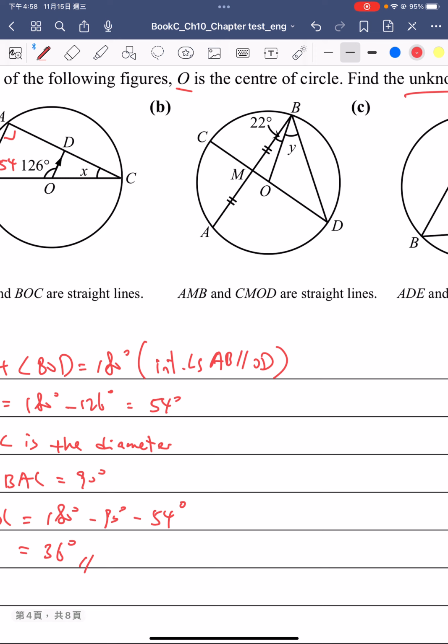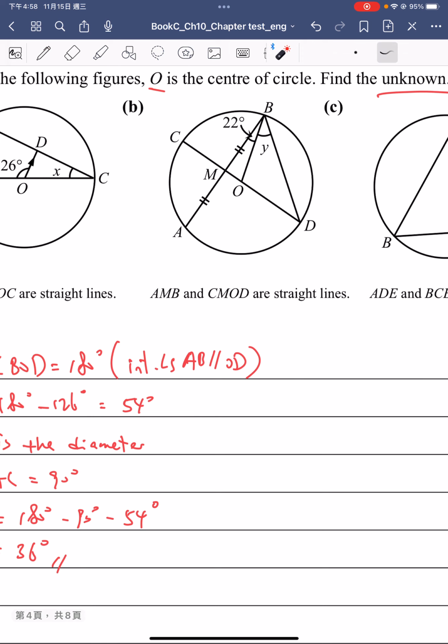And then for part B, we want to find out what is y. We have these two lines are the same. And the thing that we have is this is 22 degrees. How can we find out y? If you see that this is the line joining from the chord to the center, and it bisects the chord, which means that this is going to be 90 degrees, isn't it?